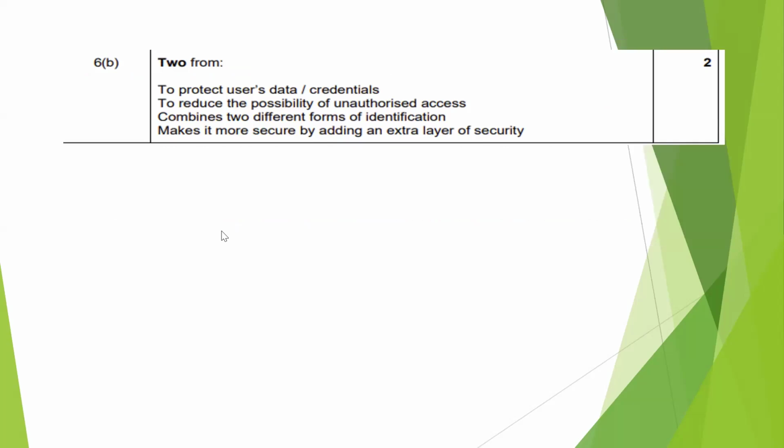Okay, you can see 2 points you have to give. To protect user data or credentials. To reduce the possibility of unauthorized access. Combine two different forms of identification, so it makes it more secure by adding an extra layer of security.